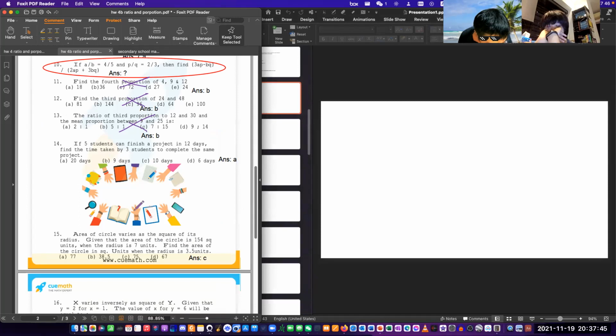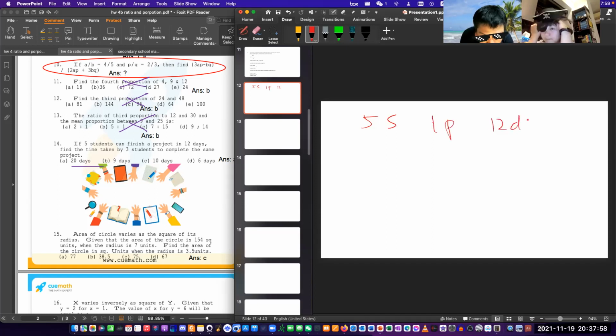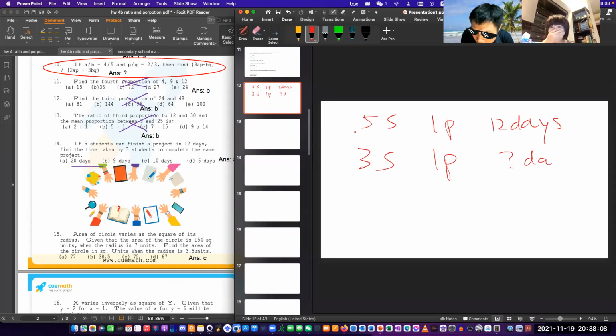What's your answer? Or your answer is 20 days. Okay, let's see. So you have 5 students, 1 project, 12 days. And now what you have is the time taken by 3 students to complete 1 project, number of days. So the manpower decreases. What's the fraction here? Can you help me out? 5 divided by 3, right?